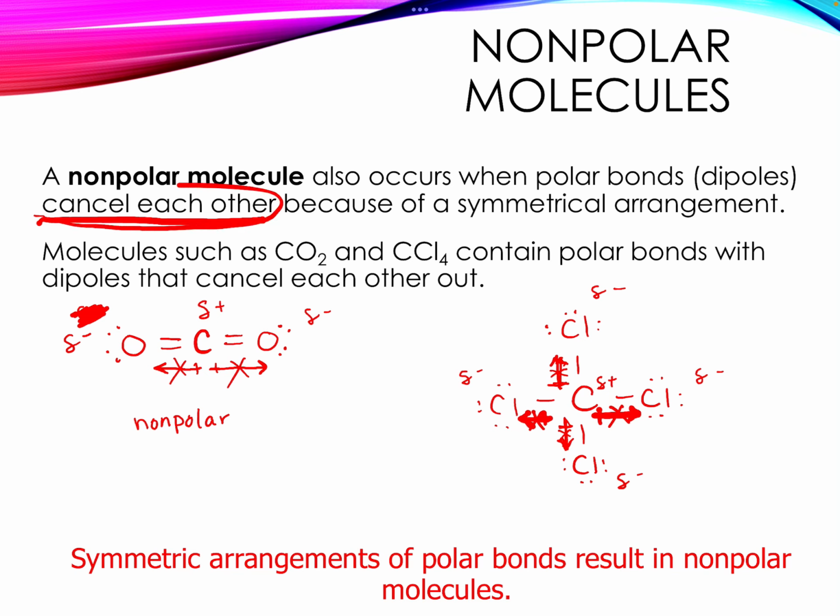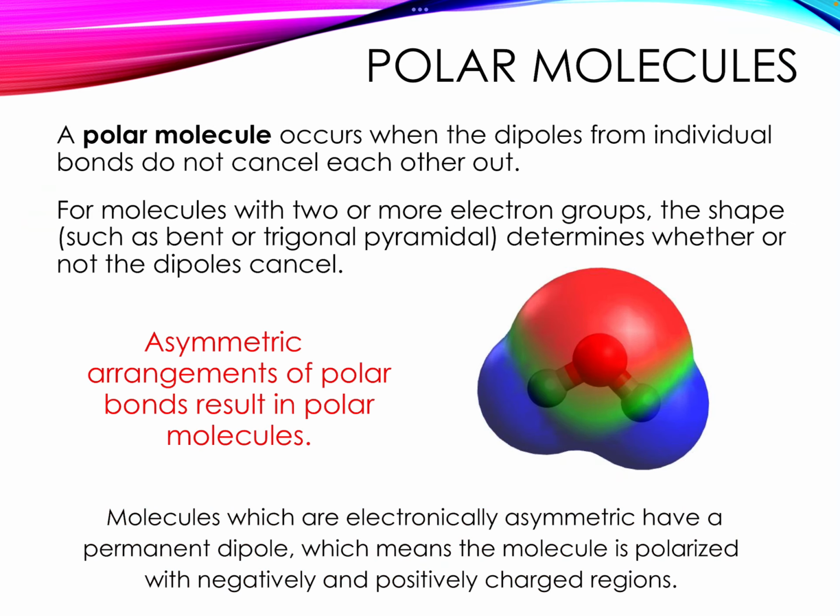So if all of the dipoles cancel each other out because they are arranged symmetrically like in these ones, that means that this is a nonpolar molecule. All right, so if we have dipoles that don't all cancel out, then we are going to get polar molecules, okay? So in order to determine whether any molecule is polar or nonpolar, you are always going to have to draw the Lewis structure. That's going to be the first step.